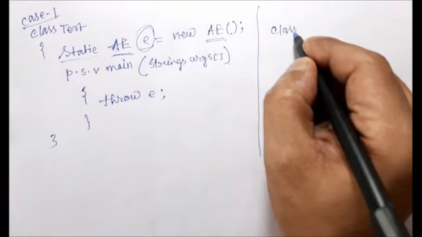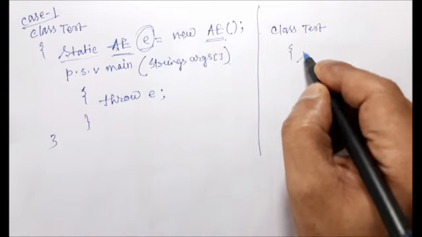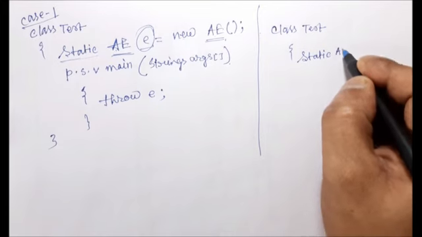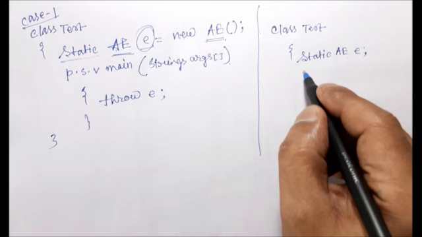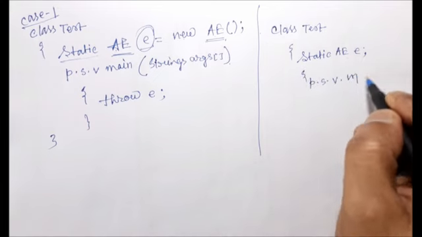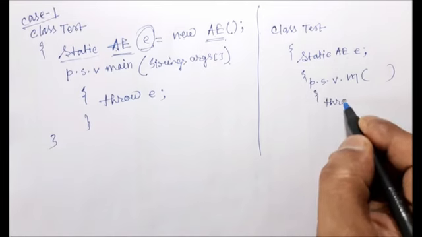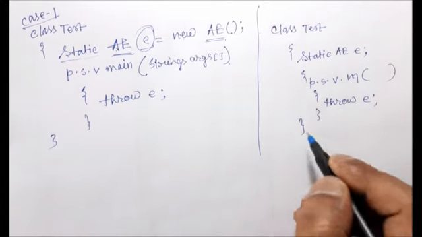Now I am taking the same example, class test. Consider this one also. I have created a reference variable AE, arithmetic exception E, for example, and then I am writing the same code: public static void main, and within string args I am writing the same code. But let me tell you, there is some difference between this code.